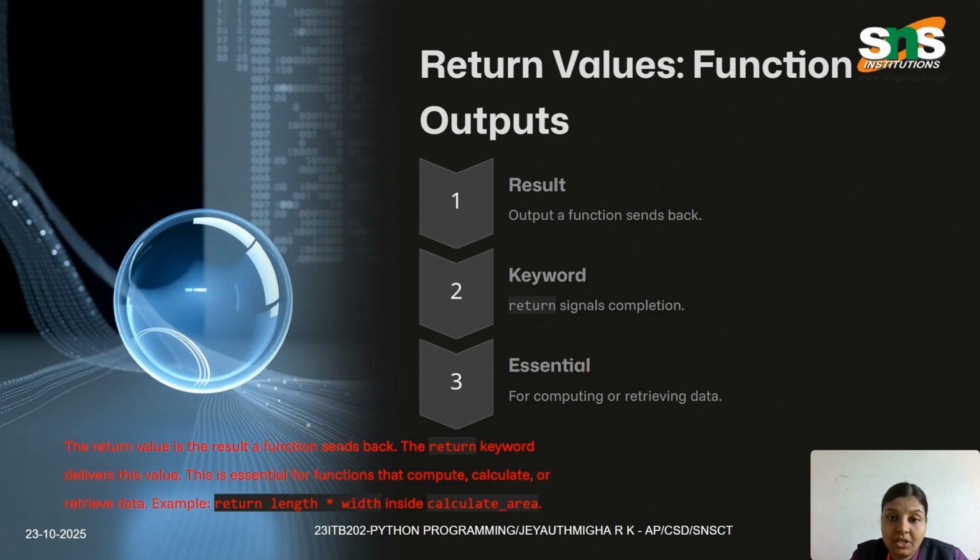Return values are function outputs. The result is the output a function sends back. The keyword return signals completion. It is essential for computing or retrieving data. The return value is the result a function sends back. The return keyword delivers this value. This is essential for functions that compute, calculate, or retrieve data. Example: return length * width inside calculate_area.